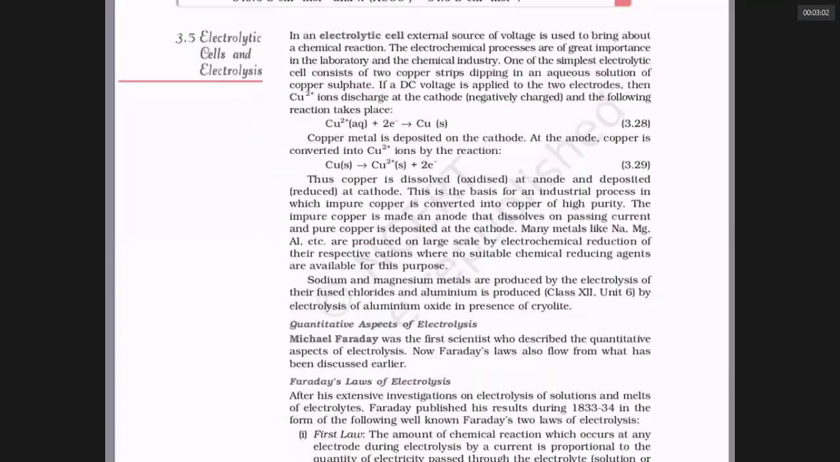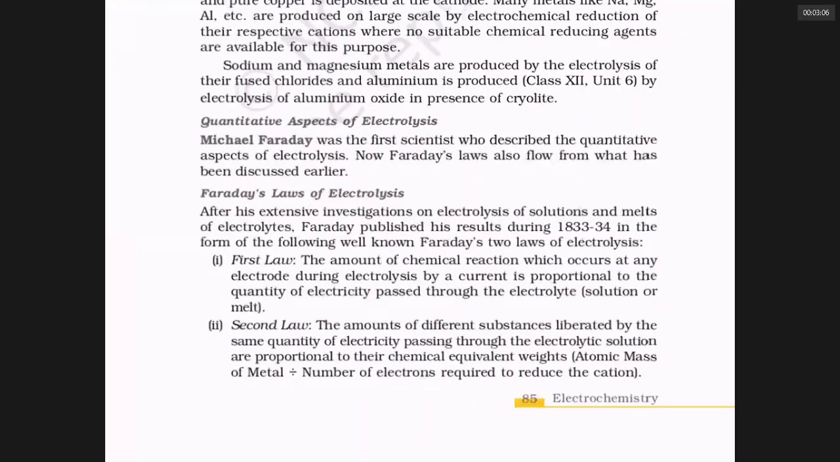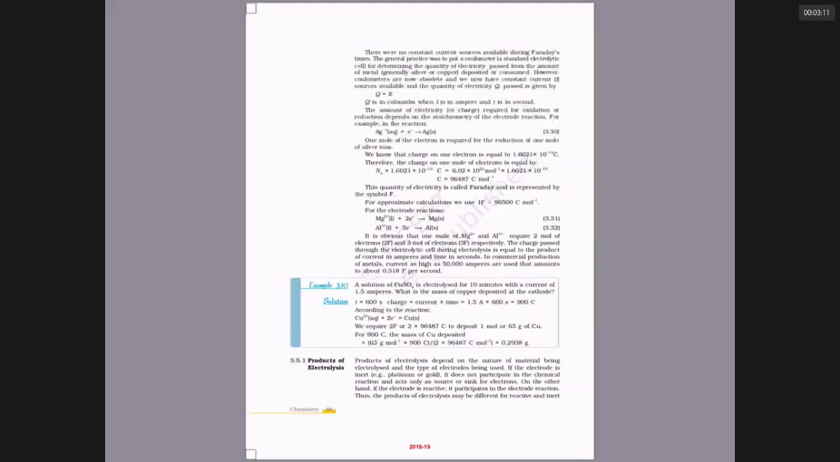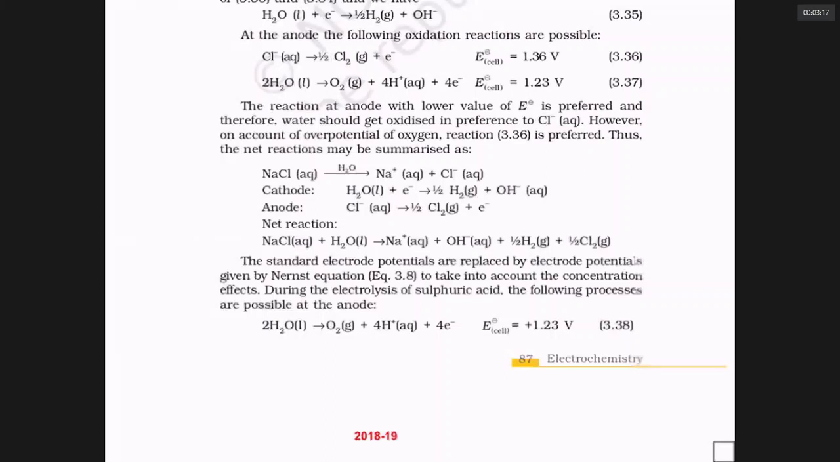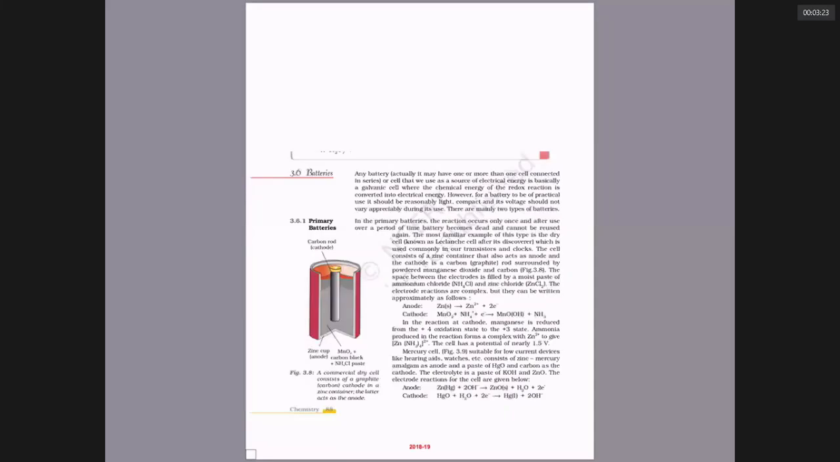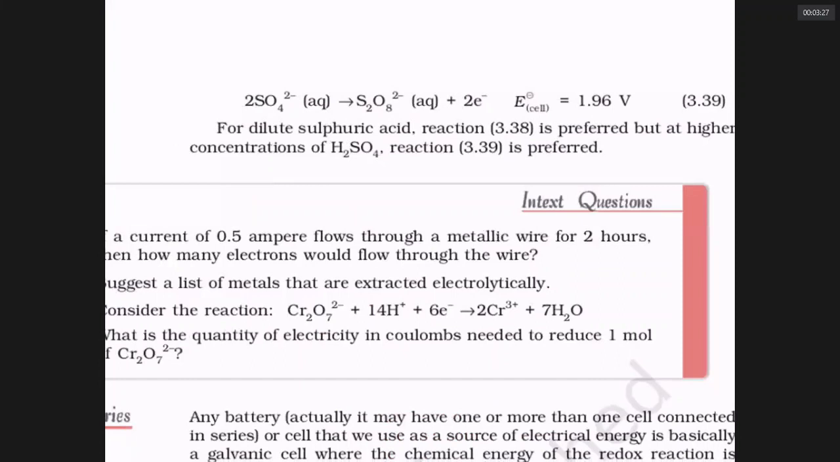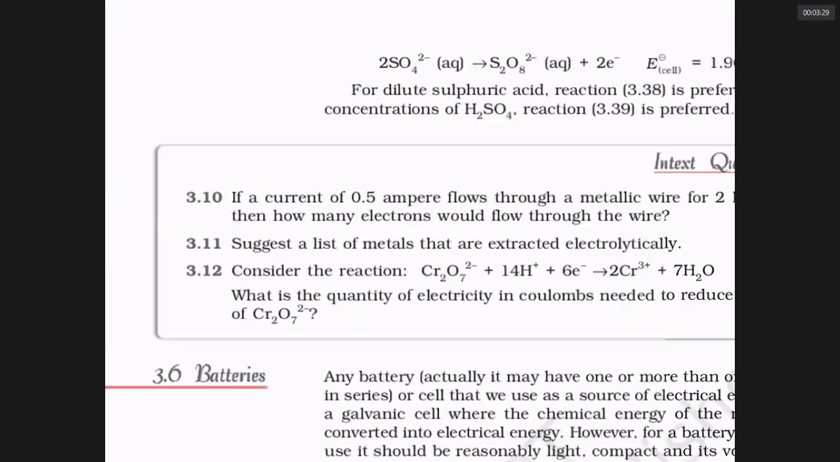Electrolytic cell, electrolysis, from page number 85 onwards: 85, 86, 87. First, let me define the boundaries. Up to page number 88.